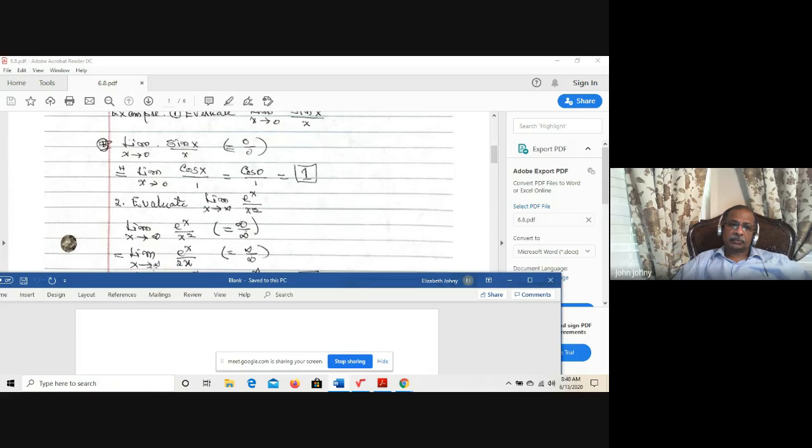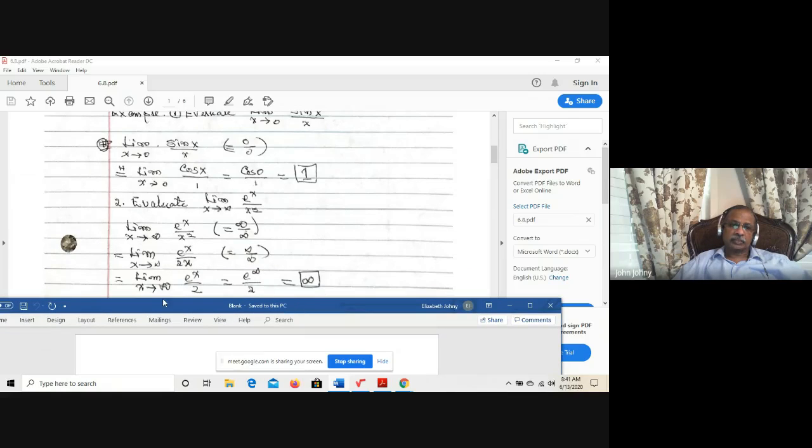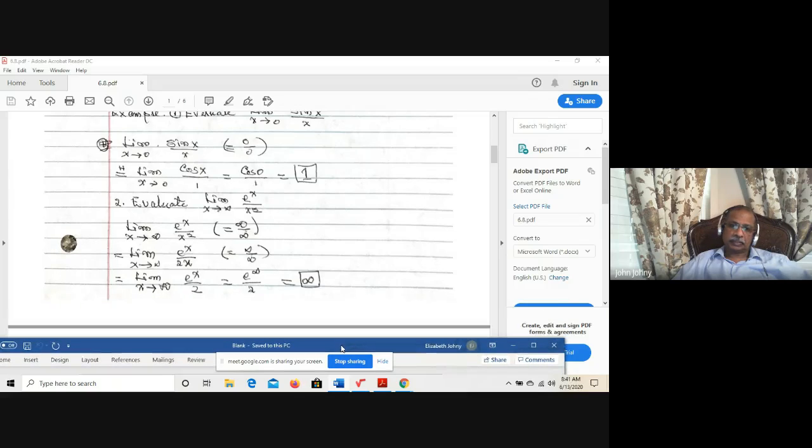So limit x approaches infinity, differentiate the numerator, e to the power of x, differentiate the denominator, 2x. The derivative of x squared is 2x. Again, substitute x equal to infinity, you get infinity over infinity again. Differentiate once again, the numerator gives e to the x, the denominator gives 2. So when you substitute, you get e to the power of infinity over 2, which is infinity.